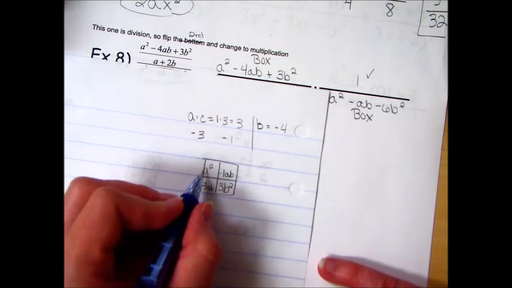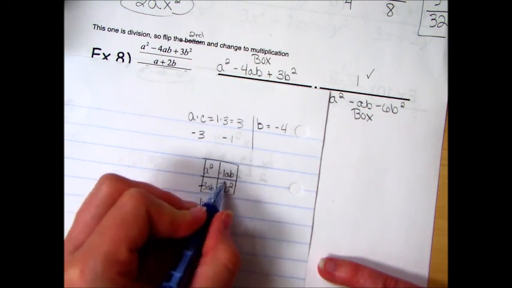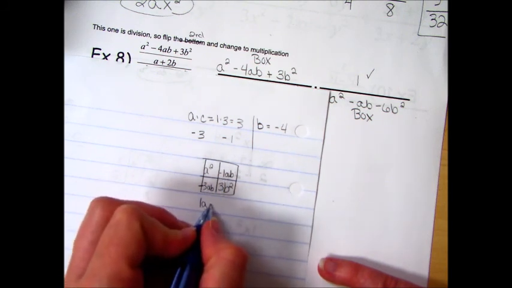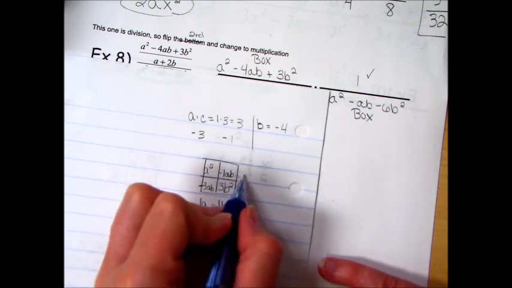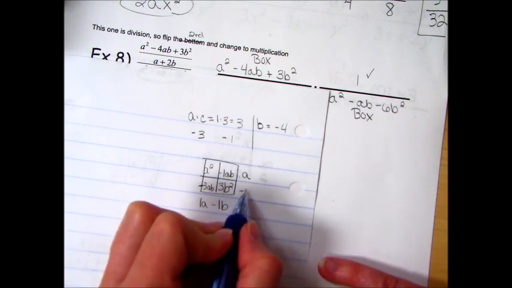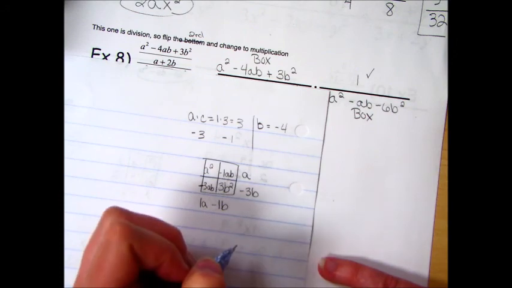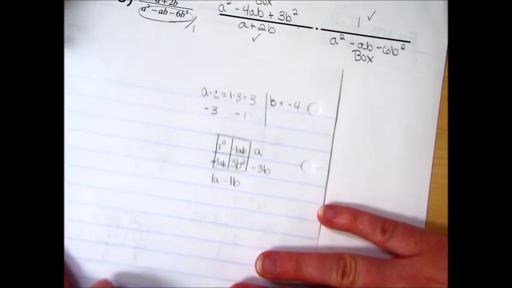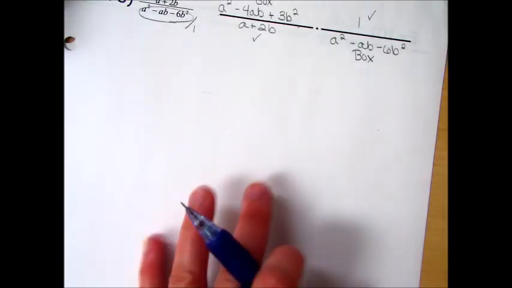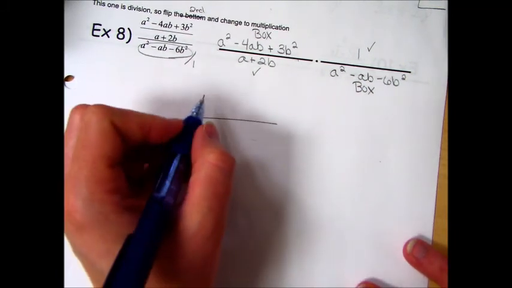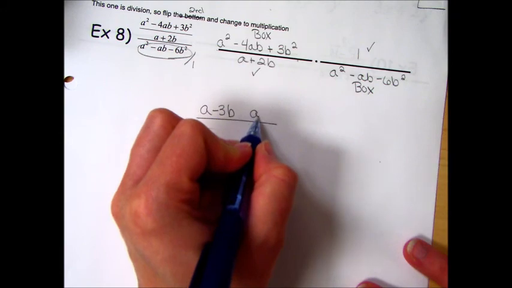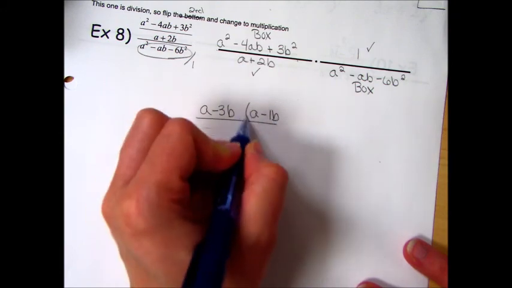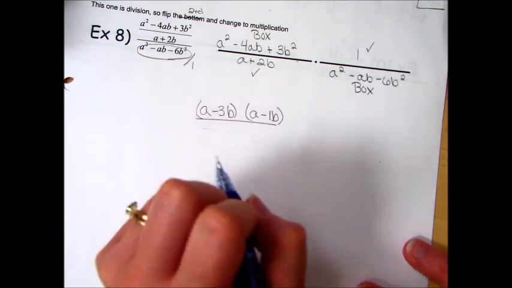GCF here is a 1A. GCF here is a minus 1B. GCF here is an A. GCF here is a -3B. So I have factored the top. I'm going to rewrite the top then. So it's going to be A minus 3B and A minus 1B. That's what I just got on the box.